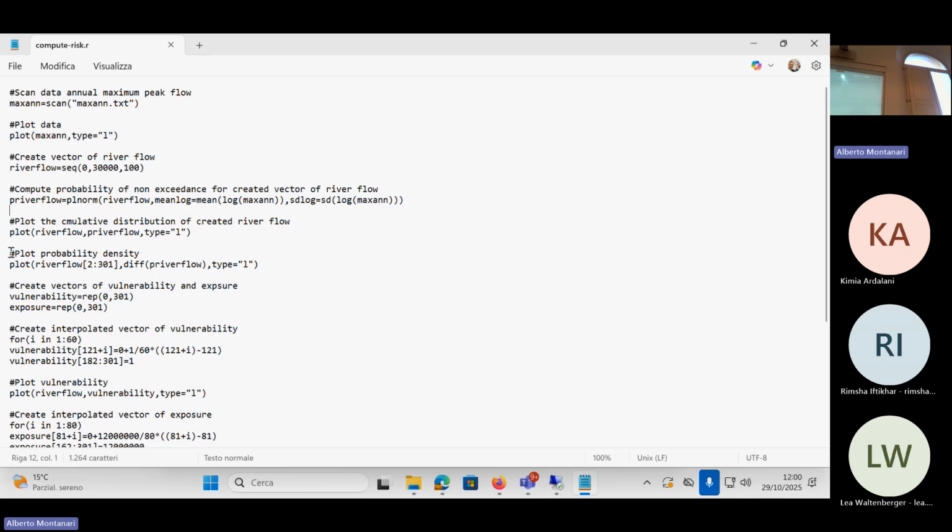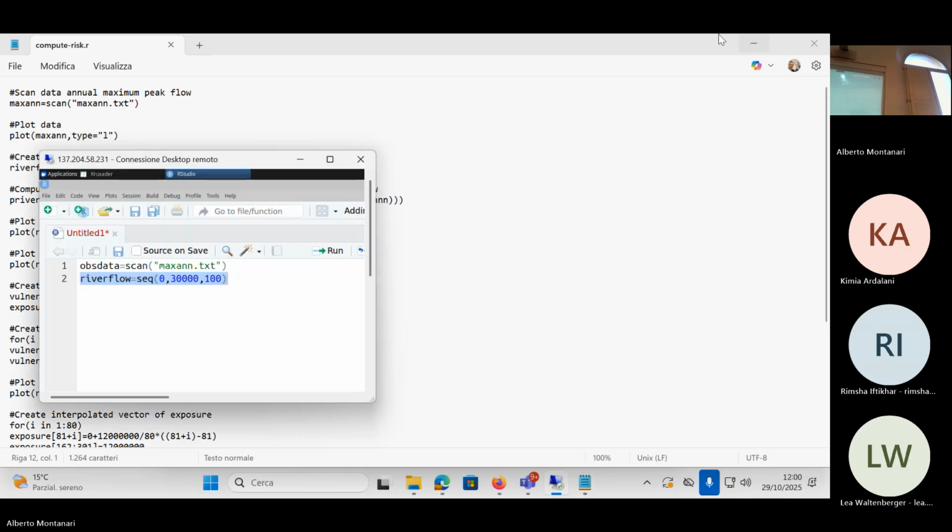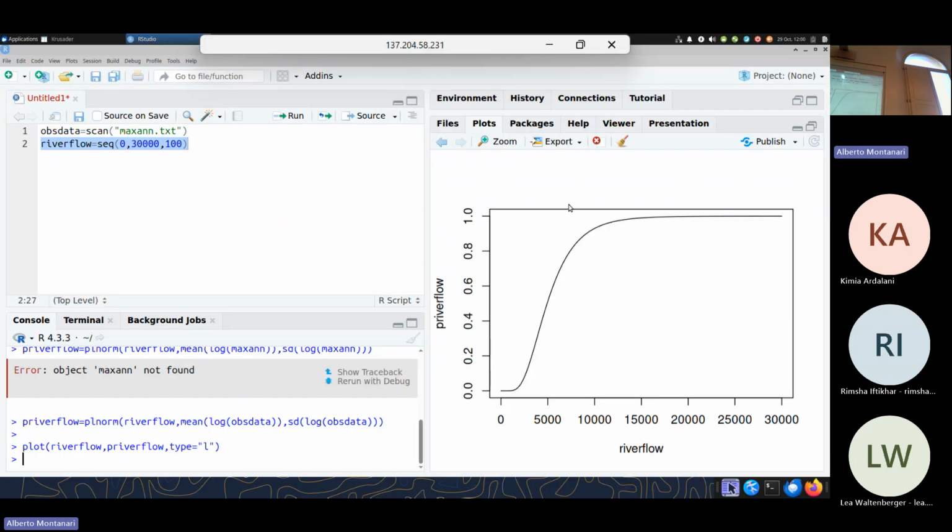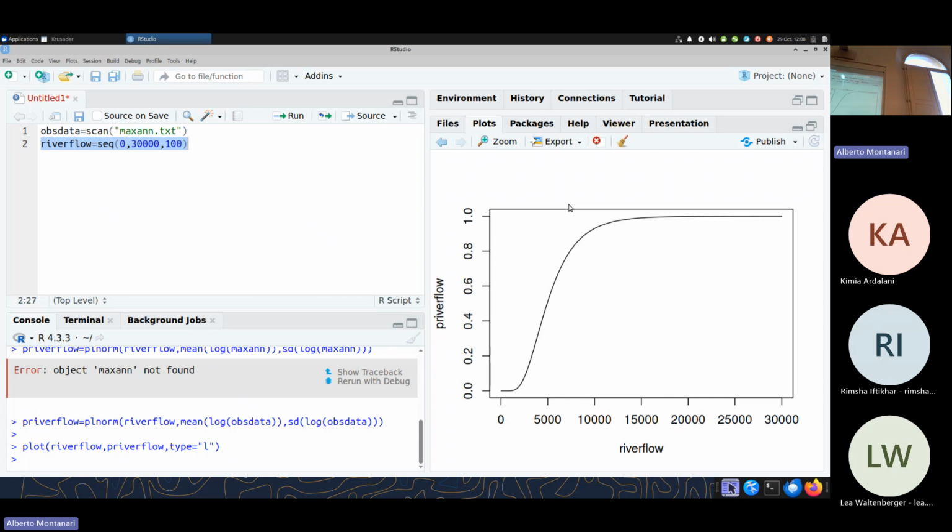Now, we can also plot the probability density, and it is very simple. If you want to plot the probability density, you take the difference of the cumulative probability, the probability of non-exceedance. The difference is like a derivative. It's computed on a vector of data, so it's a discrete derivative, but let's see. And so let's go back here. I am jumping from one PC to another because I'm not allowed to open RStudio on the PC of the room. So this is why I am jumping between my PC in my office and here. Okay, so let's make it here.